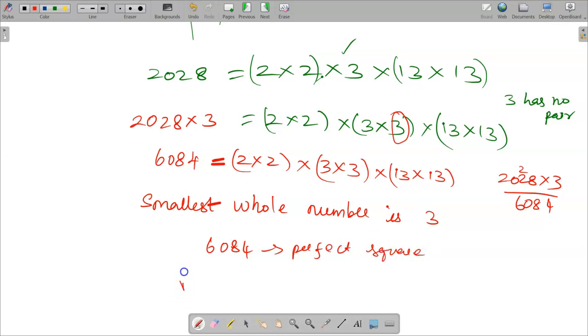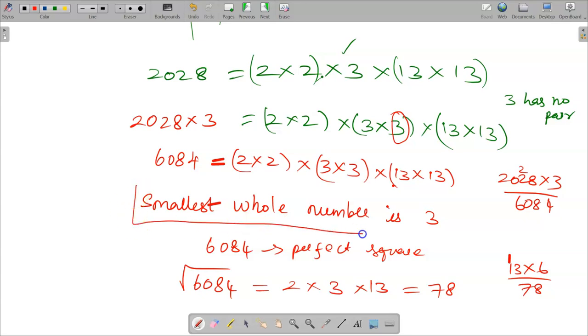For that I have to find the square root. So 6084, when I find the square root, I have already written it in pairs of prime numbers. So from each pair you just write one number. 2 into 2 can be written as 2, 3 into 3 can be written as 3, 13 into 13 can be written as 13. So 2 3s are 6, 13 into 6, 6 3s are 18, 6 1s are 6, 6 plus 1 is 7. So the answer is 78.